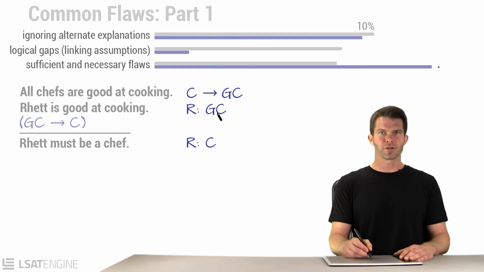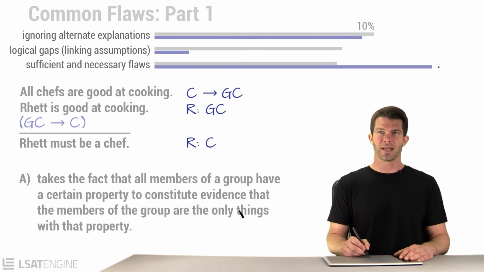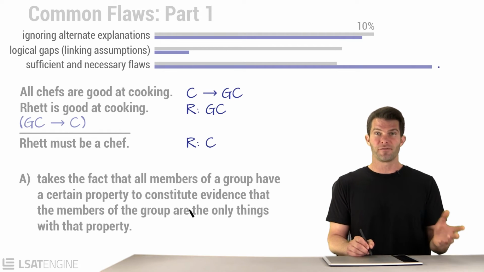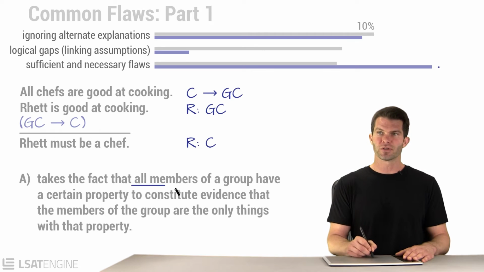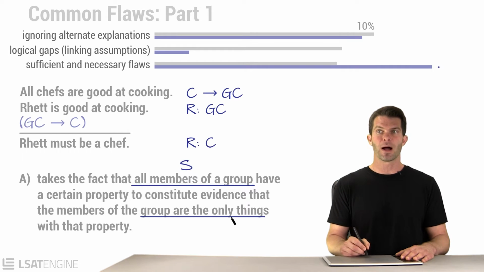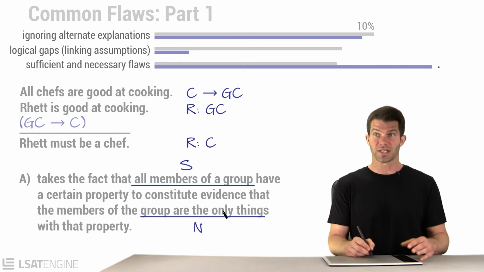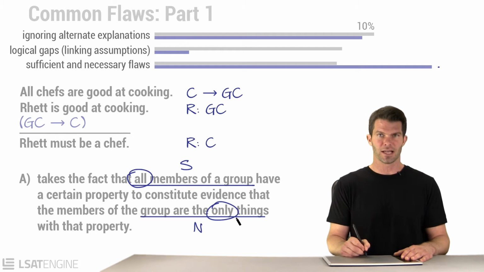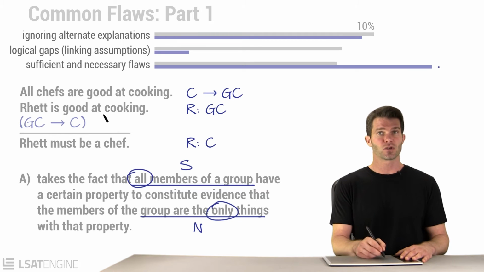Going back to my original converse argument, a right answer choice might say that we've taken the fact that all members of a group have a certain property to constitute evidence that members of the group are the only things with that property. And this doesn't immediately scream sufficient and necessary, but if all members of a group have a certain property, then being in that group is sufficient. And when we say members of the group are the only things with that property, that means being in the group is necessary. So we can use synonyms for sufficiency and necessity. All is like a sufficient indicator, and only is like a necessary indicator. So this is a complicated answer choice to describe this problem.